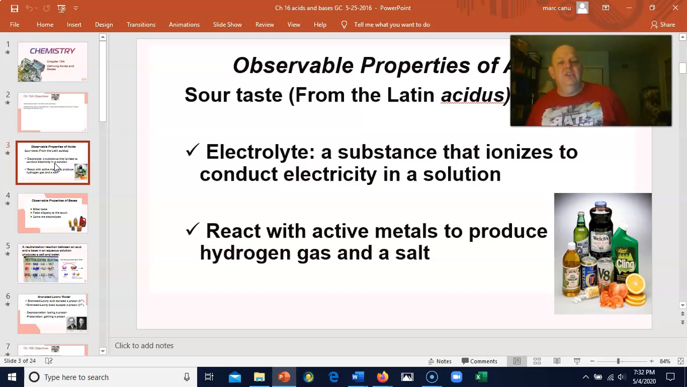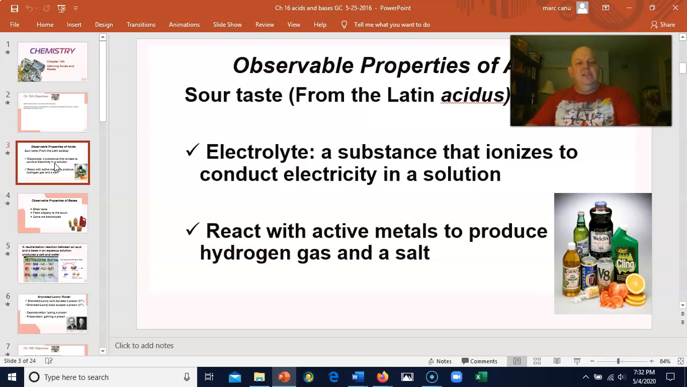Another thing that acids can do, they provide electrolytes. Now, you may have been hearing this in Gatorade commercials. But what are electrolytes exactly? Well, it's a substance that ionizes. Ionizing, remember, means it breaks apart into a positive and a negative, okay? And it conducts electricity within a solution.